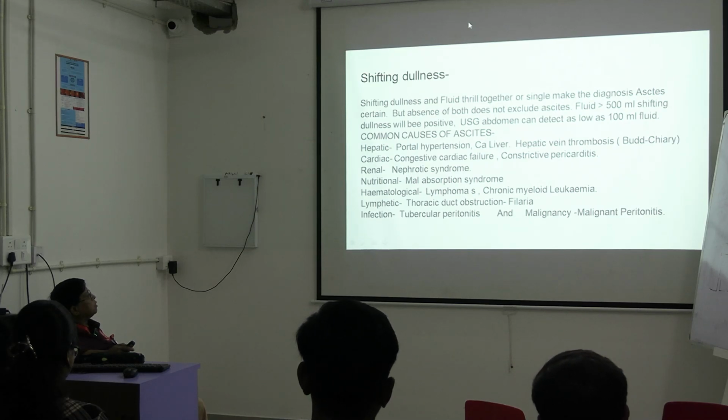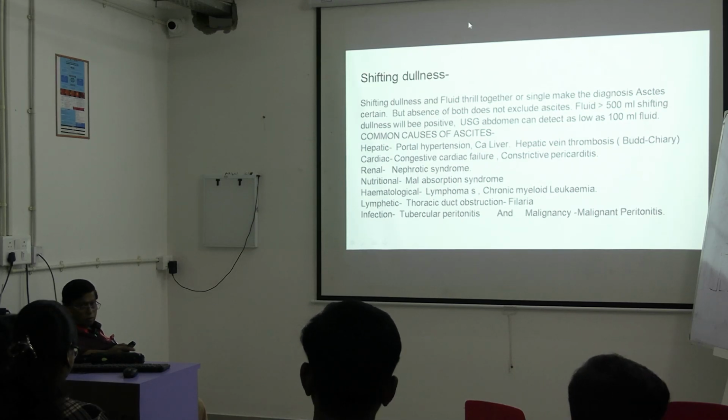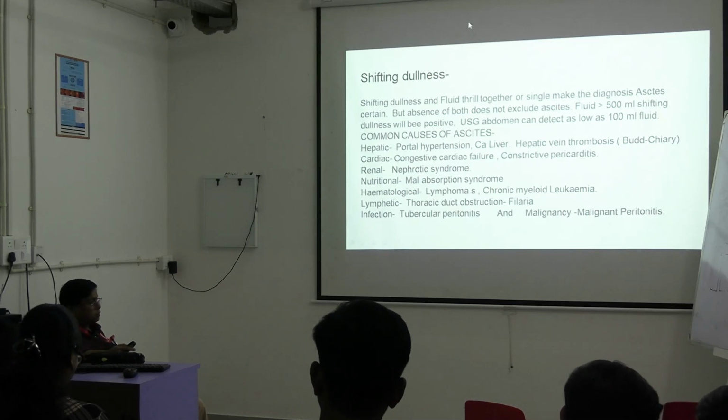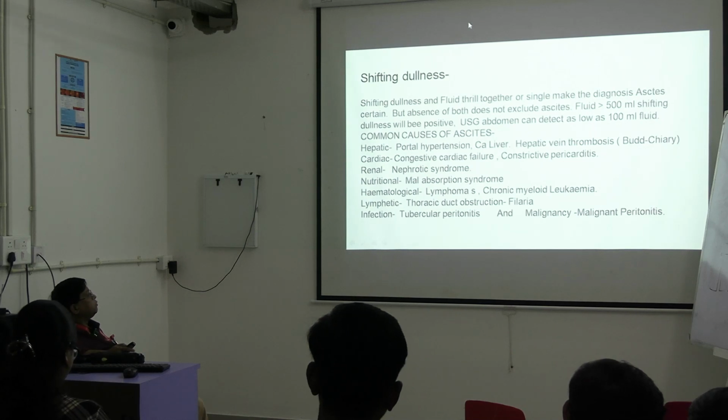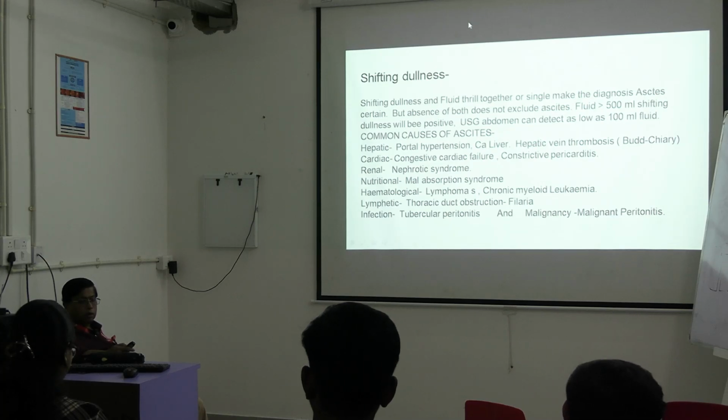Lymphatic ascites, like thoracic duct obstruction, is a lymphatic channel problem. Thoracic duct obstruction or filaria is called lymphatic. The chylous fluid may accumulate in the abdominal cavity. There may be ascites, and infections like tubercular peritonitis and of course malignancy. Malignant deposit in the abdomen is called malignant peritonitis.